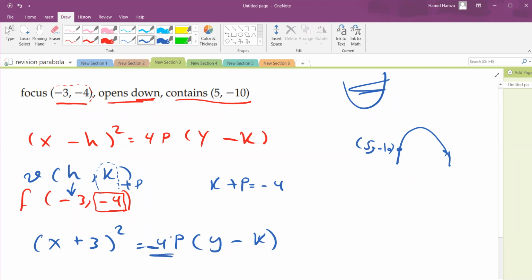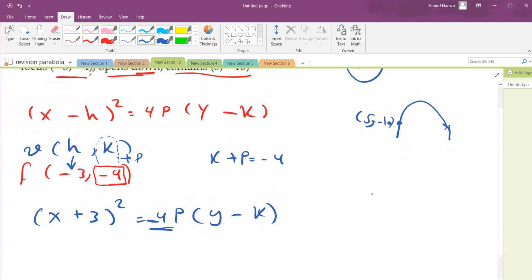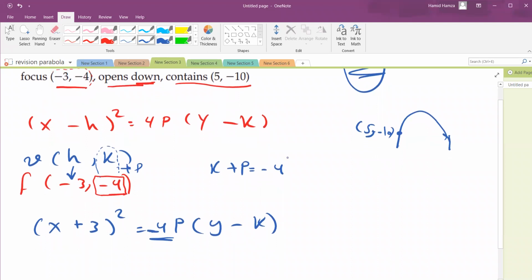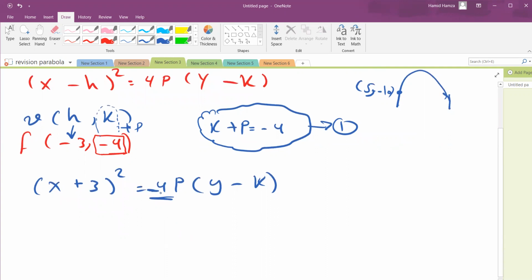Didn't we say that if P is negative, it opens downward, and if P is positive, it opens upward? So the point (5, -10) belongs to this equation. Let me keep it because I'll come back and take it again. That means we can substitute x equals 5 and y equals -10. So let's substitute.